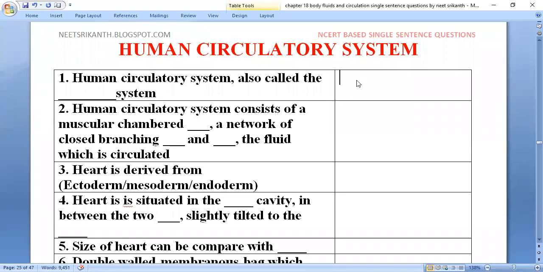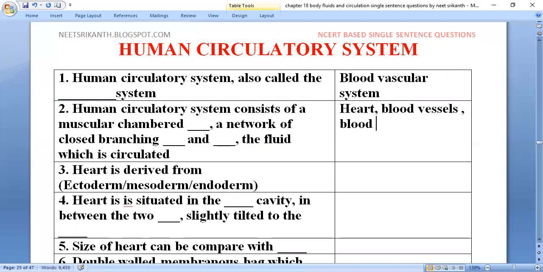Human circulatory system, also called blood vascular system. The human circulatory system consists of a muscular chambered heart and a network of closed branching blood vessels, then blood, the fluid which is circulated.